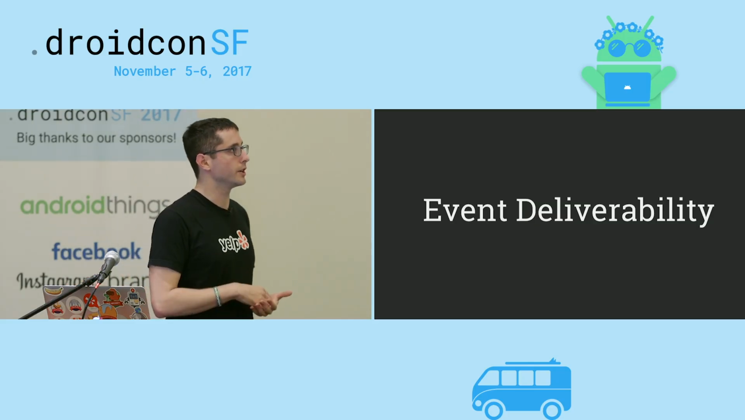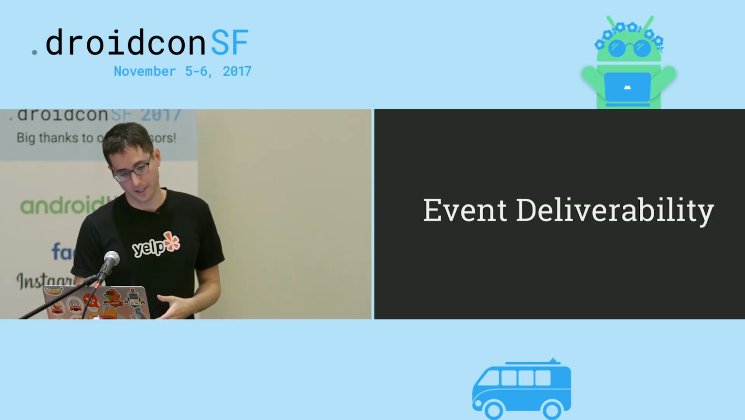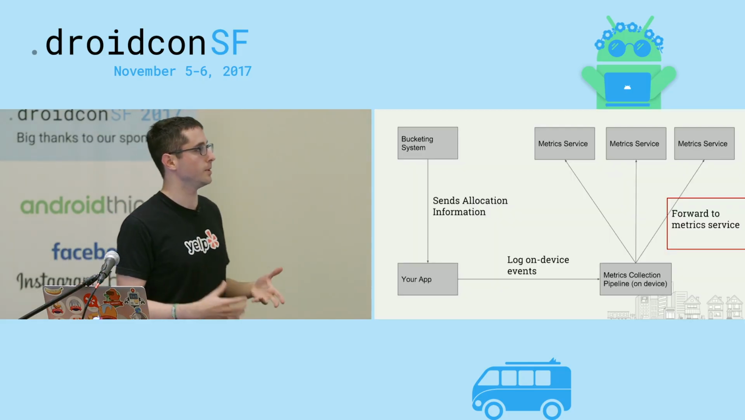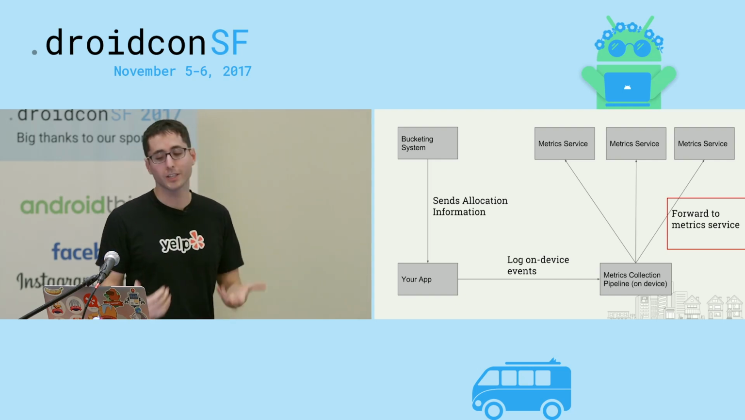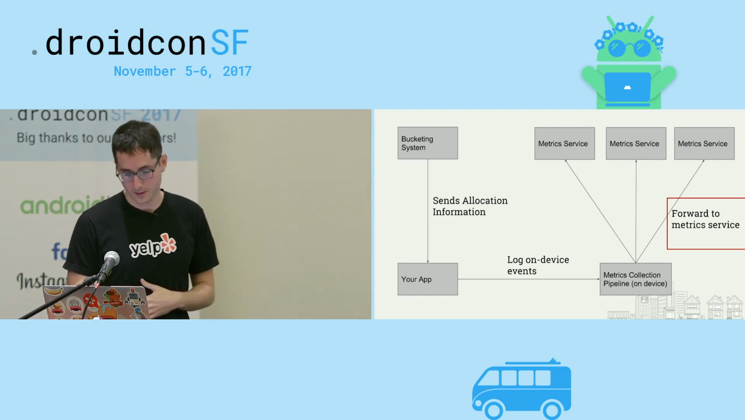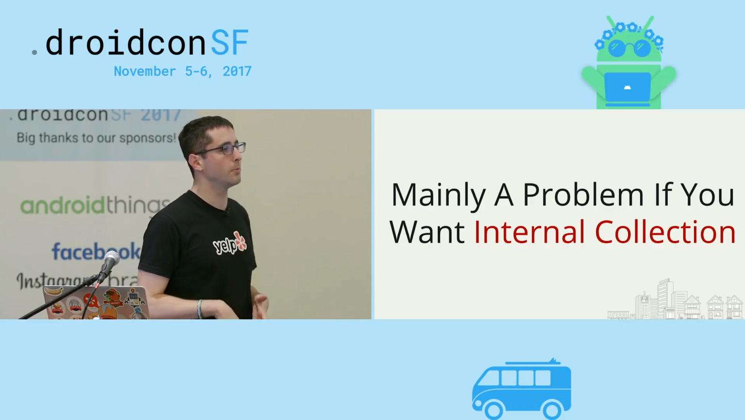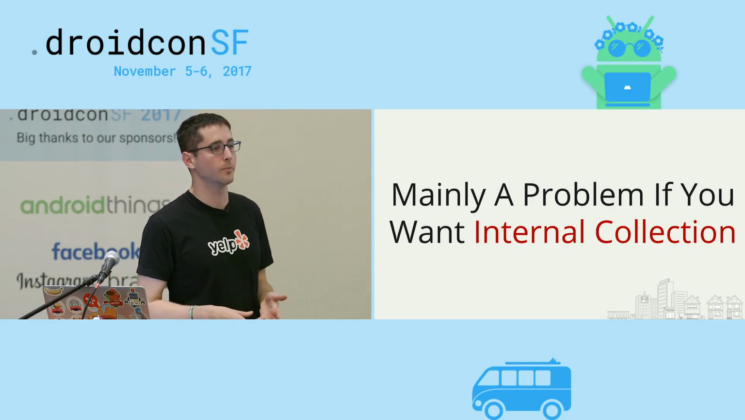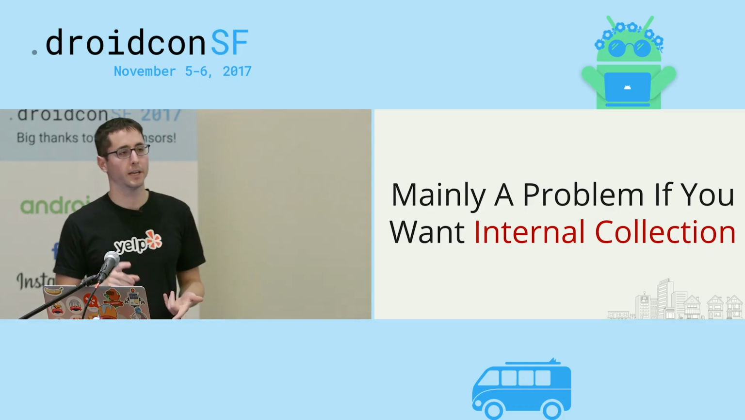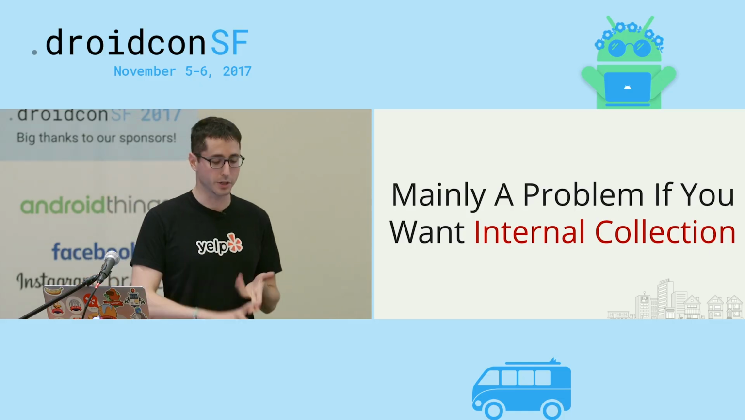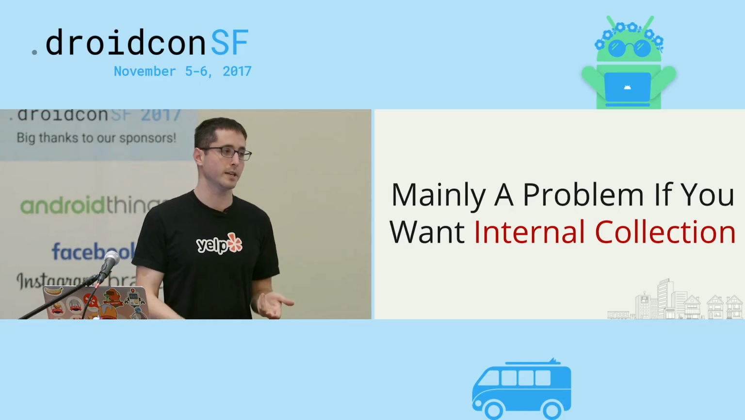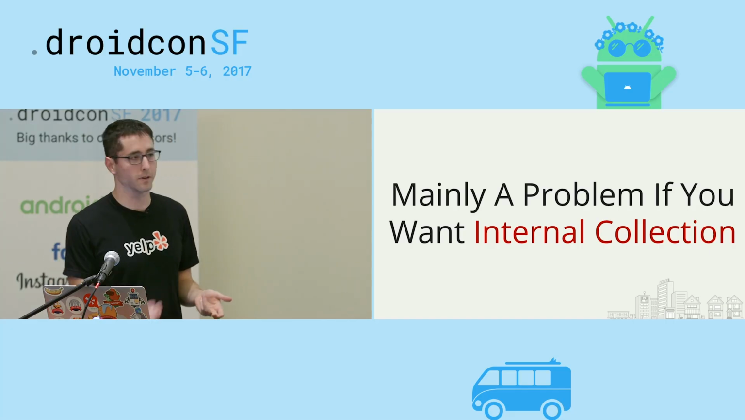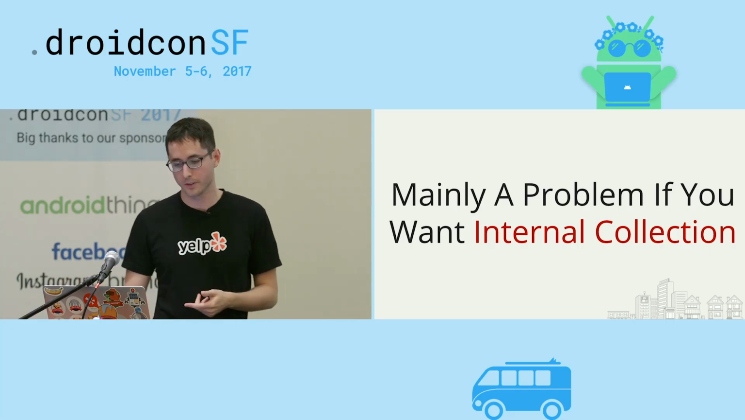Next thing I wanted to touch on is this question of event deliverability. So it's this middle step here. Once you log your events into your metrics collection pipeline, how do you actually get them to a metrics service? And this is mainly a problem if you want to do internal metrics collection. If you're just sending your data to a third-party service like Firebase or Adjust, then this isn't really an issue because they're going to give you SDKs, and those SDKs are going to take care of buffering your events and making sure they get delivered.